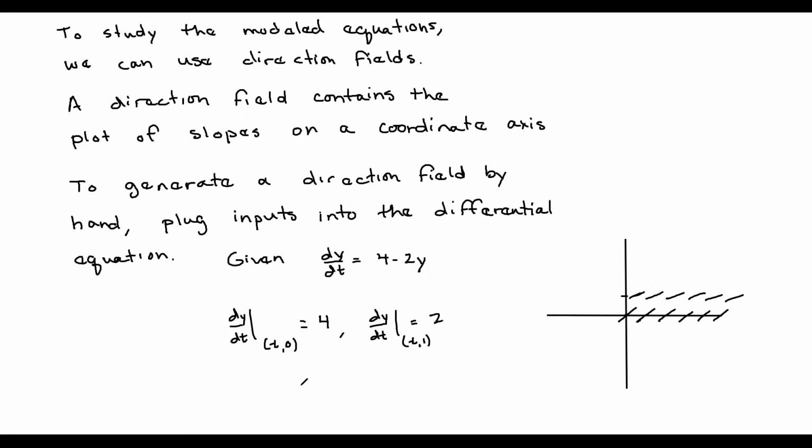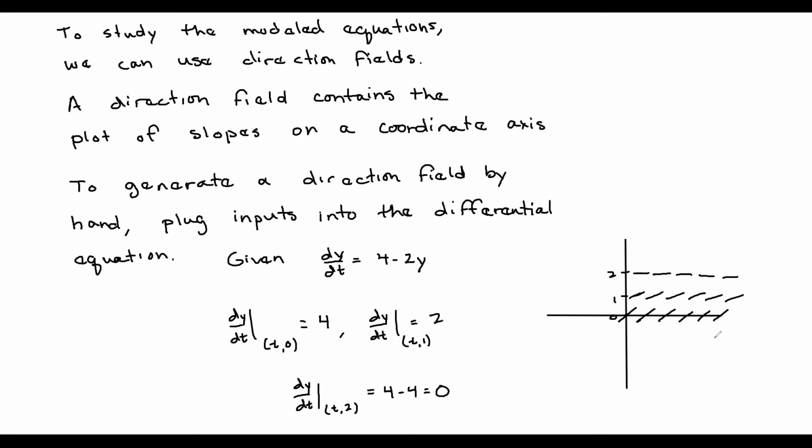And then we could go through and plug in t comma 2. And if we do that, you're going to get 4 minus 4. So that would be 0. So at 2, so this is 0, 1, 2, we're going to get a 0 slope.